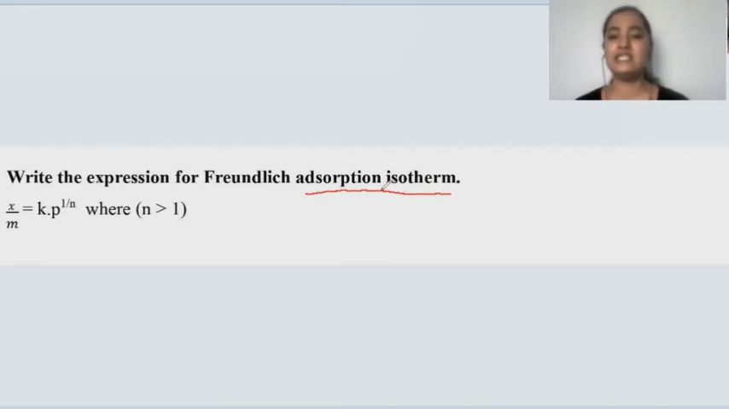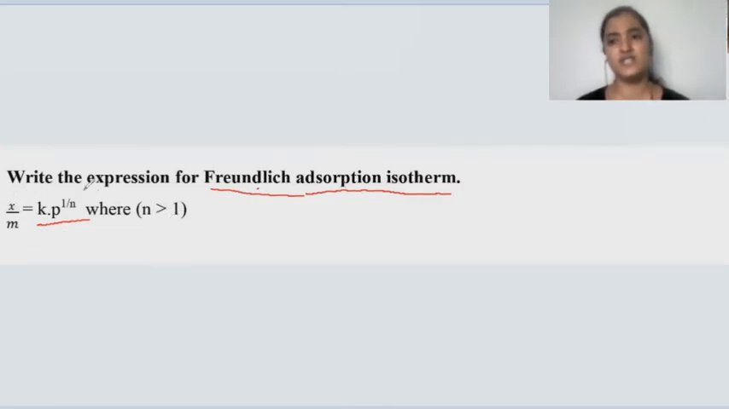When you consider the adsorption isotherm, there are two types of adsorption isotherms. One is the Freundlich adsorption isotherm, the other one is the Langmuir adsorption isotherm. When you consider the Freundlich adsorption isotherm, the question is write the expression for Freundlich adsorption isotherm. Freundlich adsorption isotherm says that x by m is equal to k into p to the power 1 by n, where n will be having the value always greater than 1.